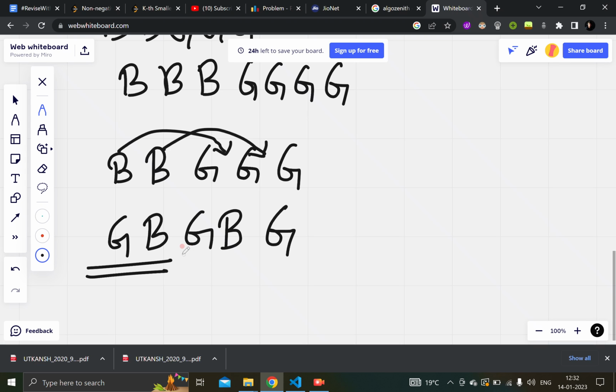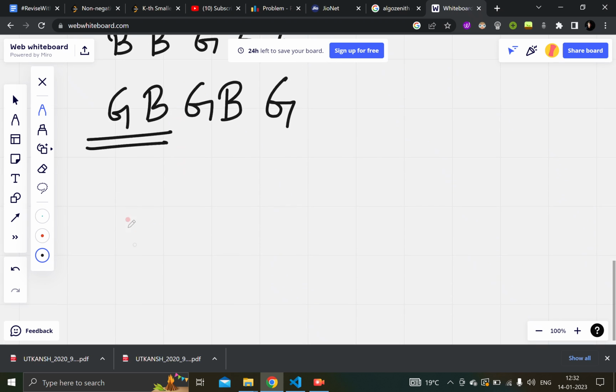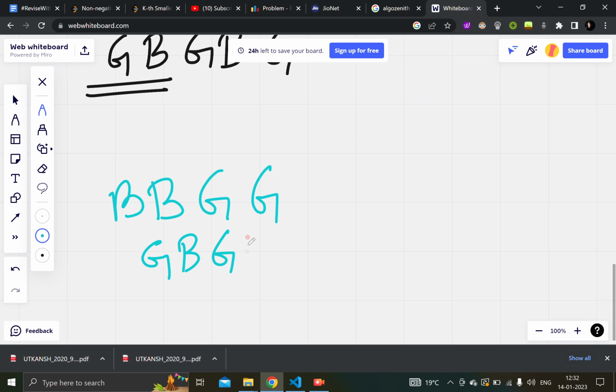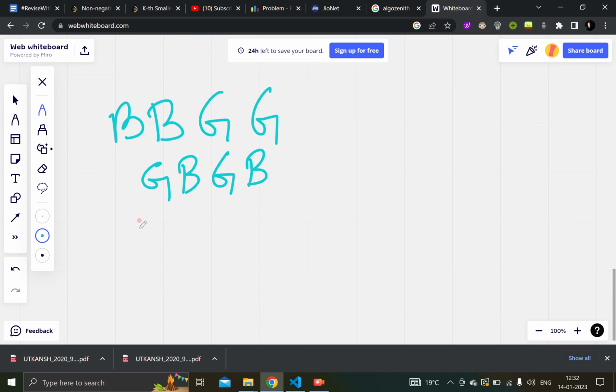Okay, so what condition is left now? Only one condition is left: the possible arrangements when the number of boys and the number of girls are equal. Suppose boy, boy, girl, girl. What will be the possible answers when boys and girls are equal? One possible arrangement is to put girl, boy, girl, boy. Or the other arrangement is if we put the boys first, boy, girl, boy, girl. These two are the only possible arrangements.